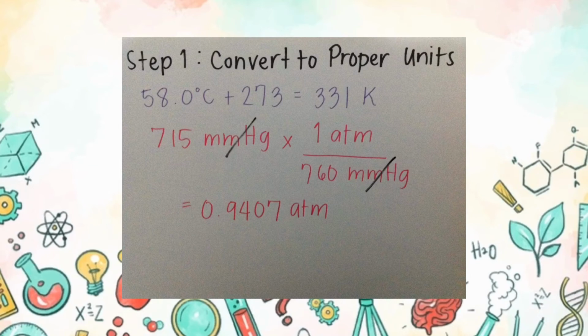Now let's change our pressure into atmospheres. Remember, 1 atmosphere equals 760 millimeters mercury. That is our conversion factor that will allow us to get from millimeters mercury to atmospheres. We'll align the millimeters mercury so they can cancel, and we'll be left with just atmospheres. After we divide these two values, we get our new pressure in the proper units.